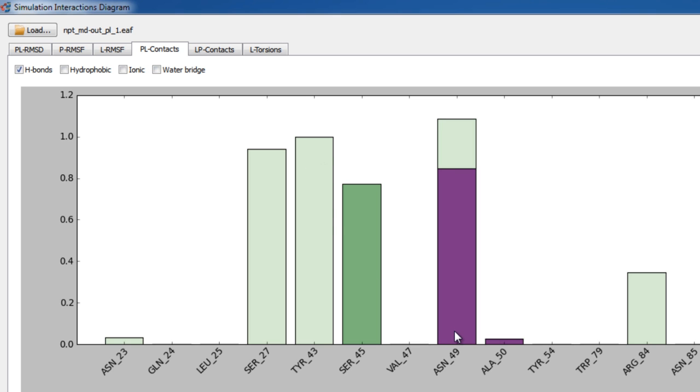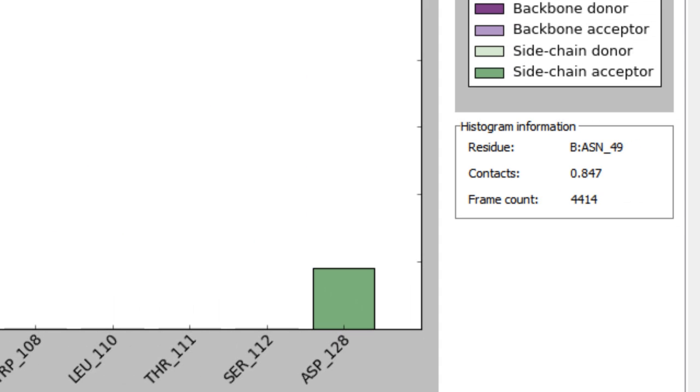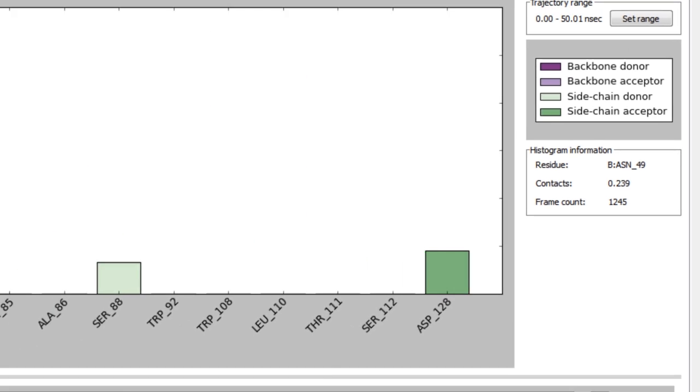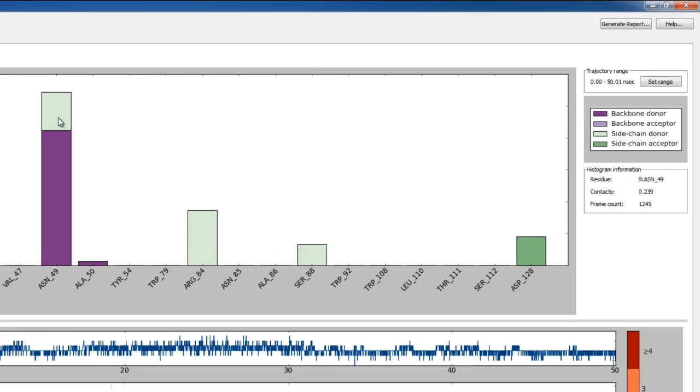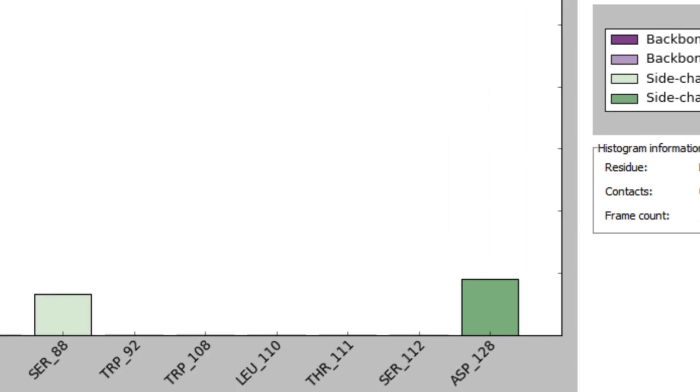Now, for asparagine 49, we can see that it's making a hydrogen bond with the ligand more than 100% of the time. Now, it's able to be more than 100% because asparagine 49 is making two types of hydrogen bonds during this period. It's acting as a backbone donor about 84.7% of the time, while also acting as a sidechain donor about 23.9% of the time.